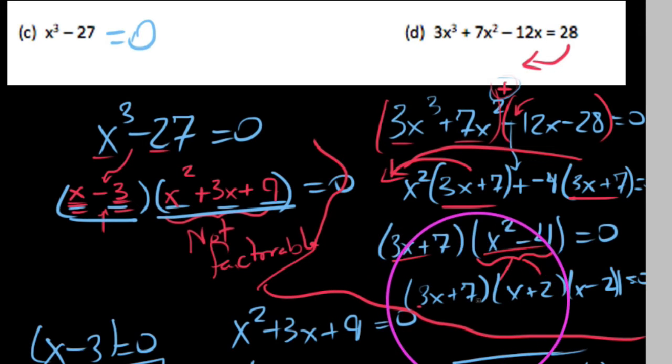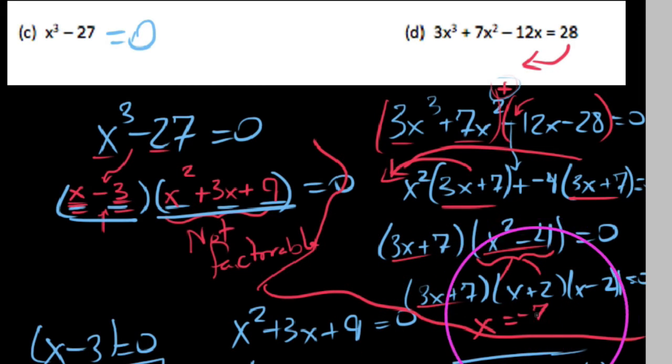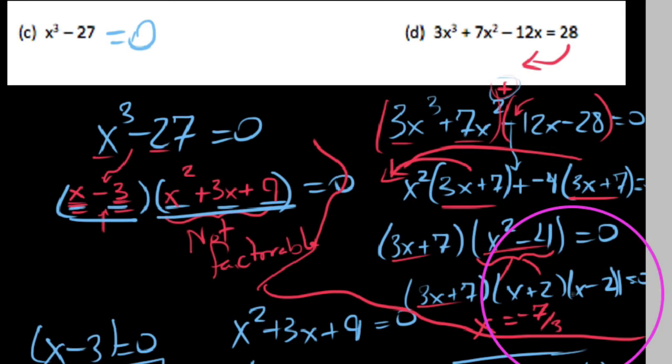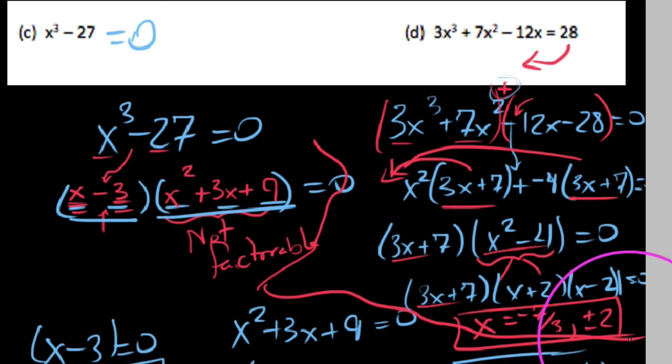If you set 3x plus 7 equal to 0, you're going to get x equals negative 7/3 when you solve it. And if you set x plus 2 and x minus 2 equal to 0, you get positive and negative 2 for answers. So those are our solutions.